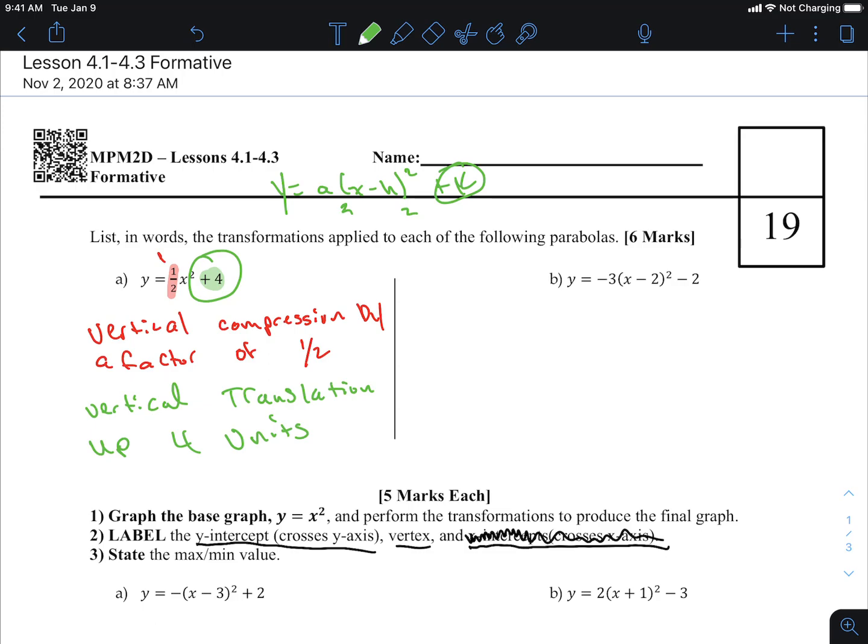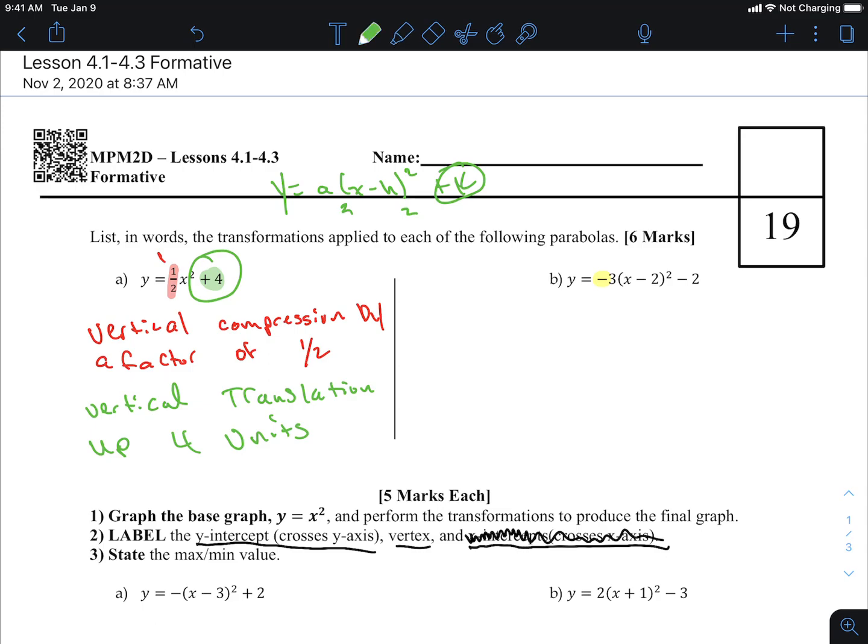So that's 2 marks right there. You got 2 transformations there. One's a compression, one's a translation up 4 units, okay? Then we go over to the other side here. Okay, I see a few different things. I always start on the left, you'll notice. Always start on the left like a book and just read left to right.